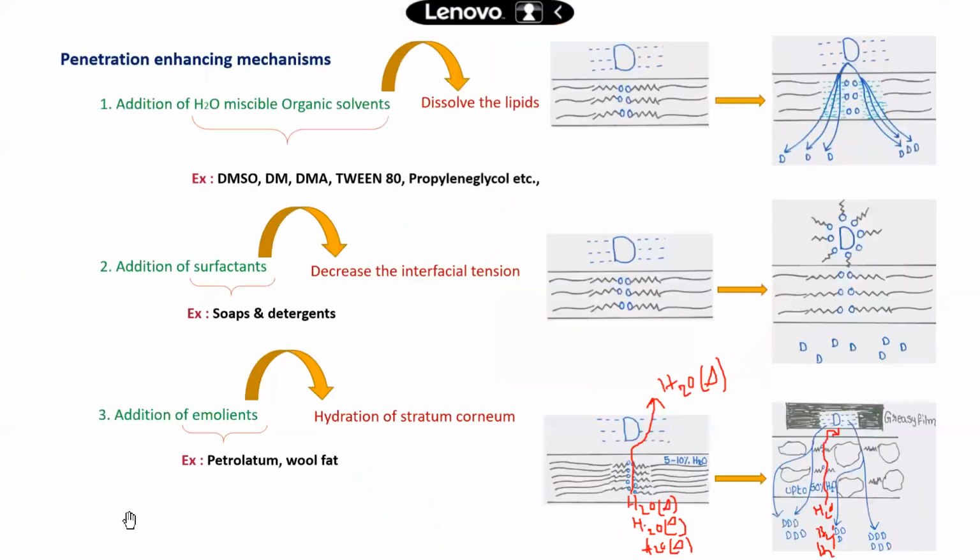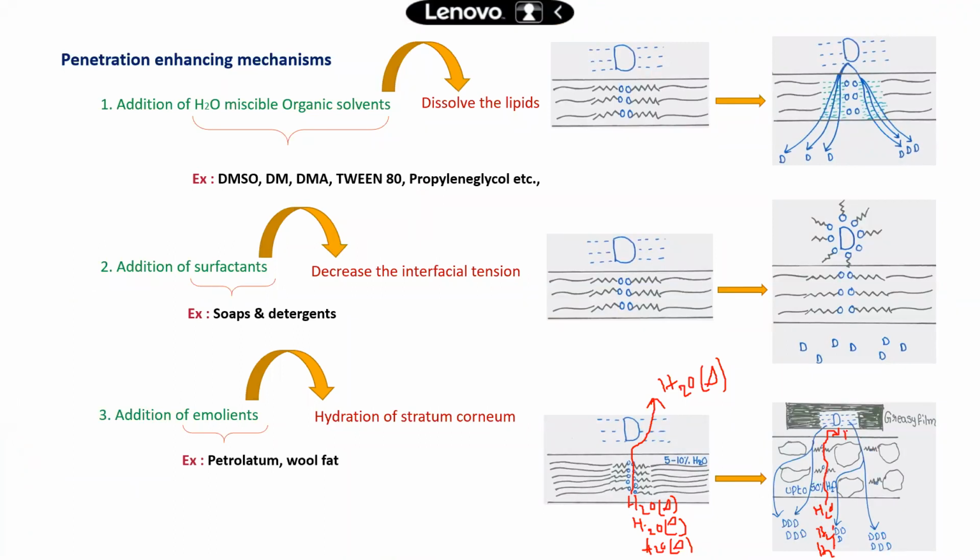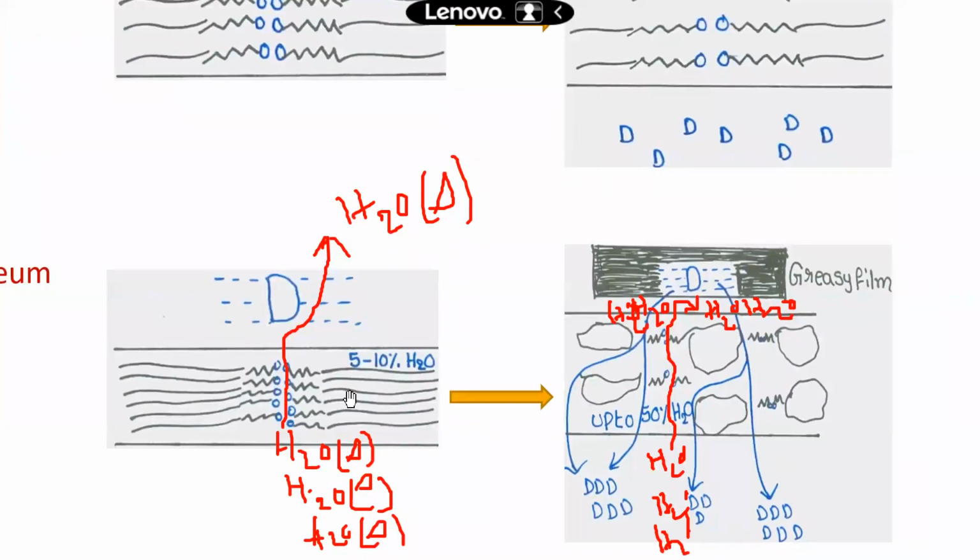Okay, so exactly I will show like this. This is partitioned between this one, because this greasy substance repels the water. That's why. So observe, friends, here.